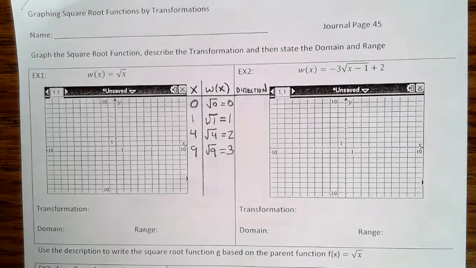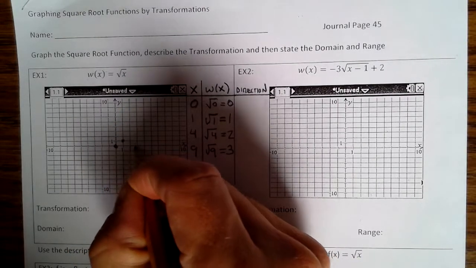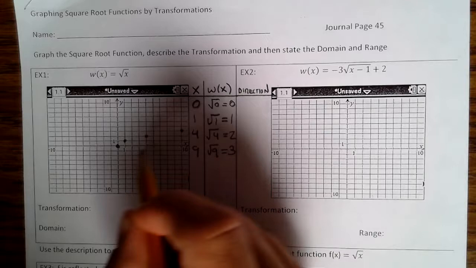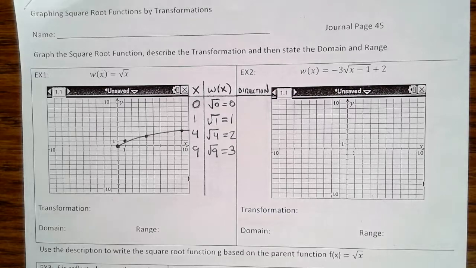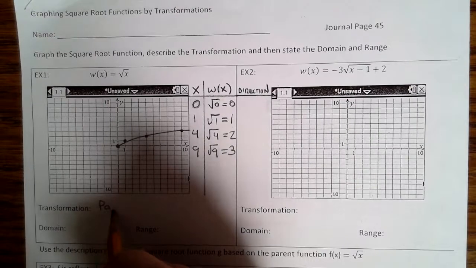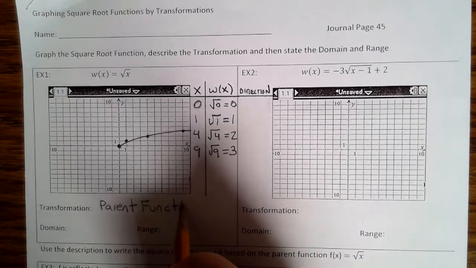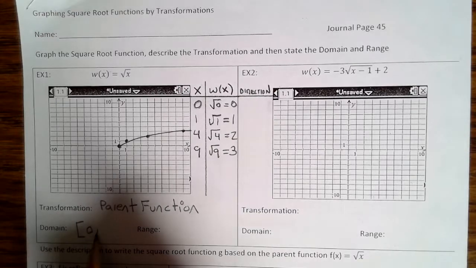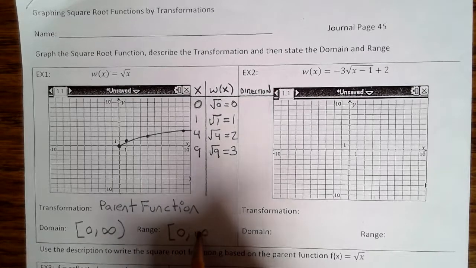Okay, so let's graph those points. So (0, 0), (1, 1), (4, 2), and (9, 3). So this is the square root parent function, okay? Now, it's not a transformation because this is the parent function. Domain is bracket 0 to infinity, and range is bracket 0 to infinity.